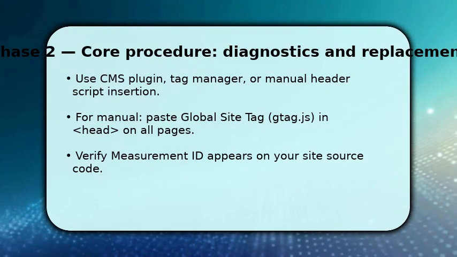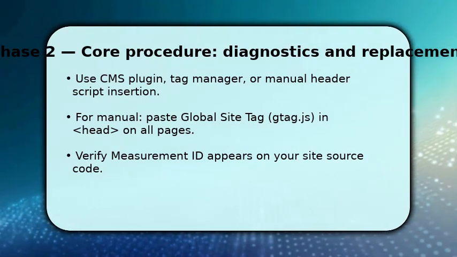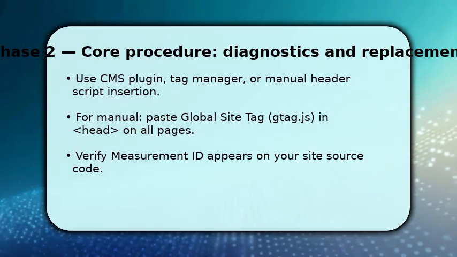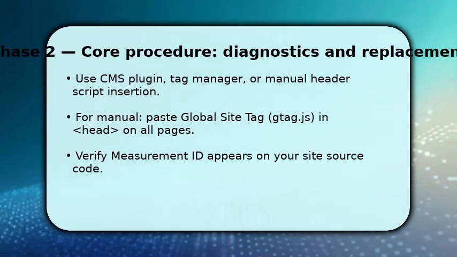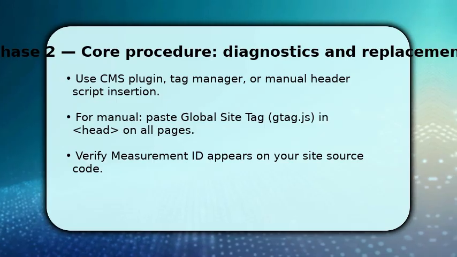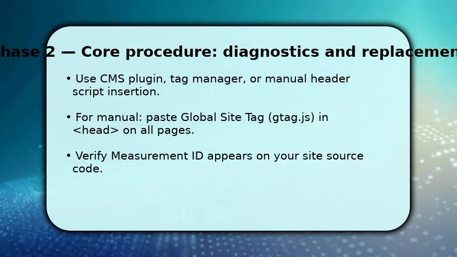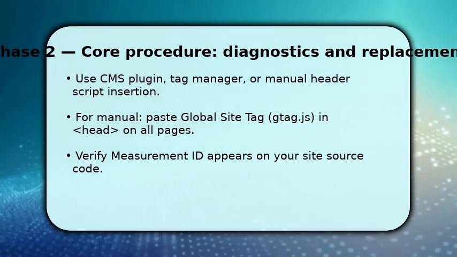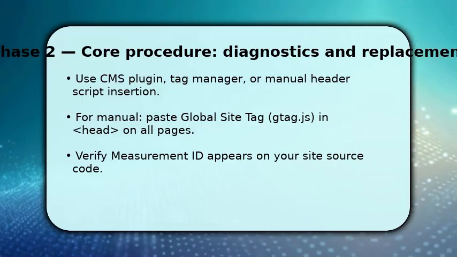Copy that ID now. Now you implement the tag. If you use a CMS plugin, paste the measurement ID into the plugin field. If you use Google Tag Manager, create a GA4 tag and publish. For manual install, paste the gtag.js snippet into the head of every page before /head.